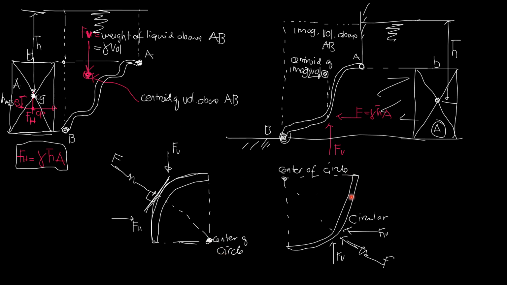So if this is the circular surface, this is the resultant, these are the components, that F here, if extended, will pass through the center of that circular arc. So only for circular arc. So that's the principle.